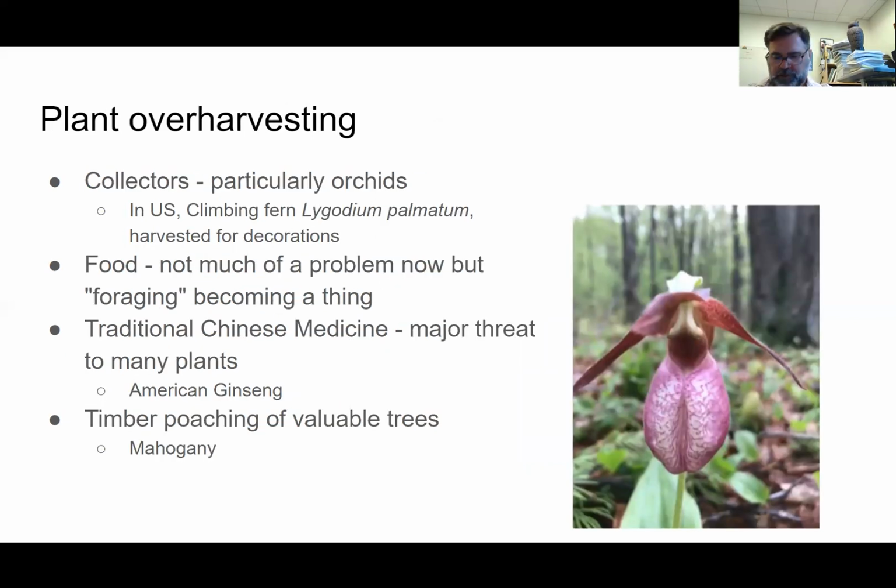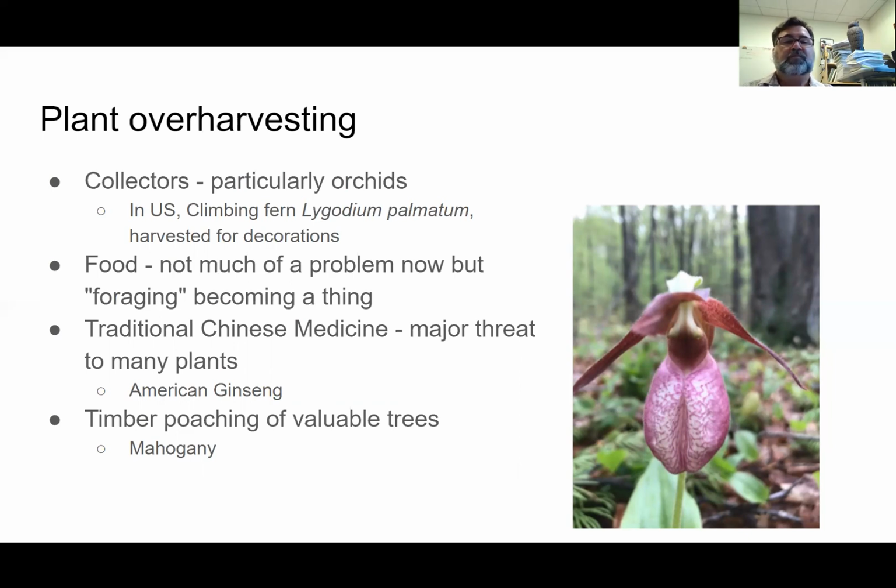For plants, overharvesting is an issue for plants as well. For plants such as orchids, and there's a few other species, the bromeliads, they can be collected to the point of endangerment or extinction. Pictured here is a picture I took at an undisclosed location, and that's a pink lady slipper. So you can see why some collectors think that orchids are just cool, because they are.